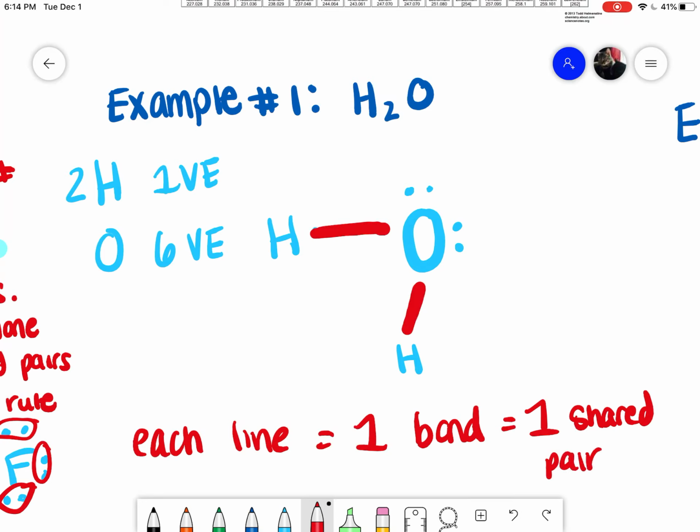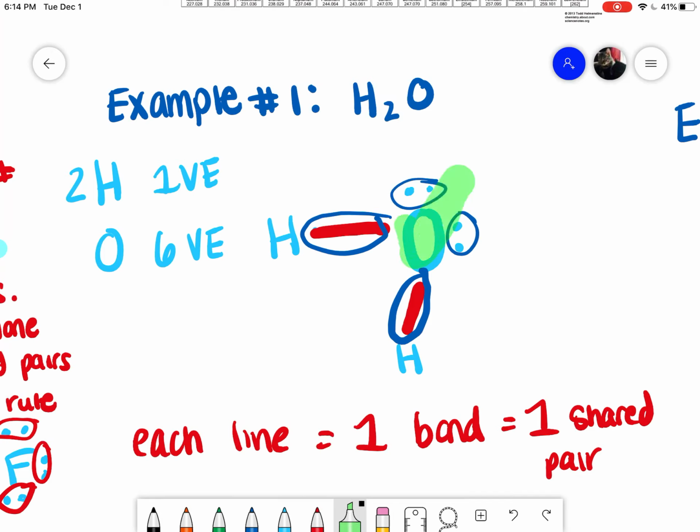So now we need to make sure that both hydrogen and oxygen have met the octet rule. I'm just going to check. We'll start with oxygen first. Oxygen has 2 right here, 2 right there, that's 4. It has 2 in the shared pair, and 2 in the shared pair, and that makes 8. So oxygen is good to go. It has 8 valence electrons. Now we need to check hydrogen.